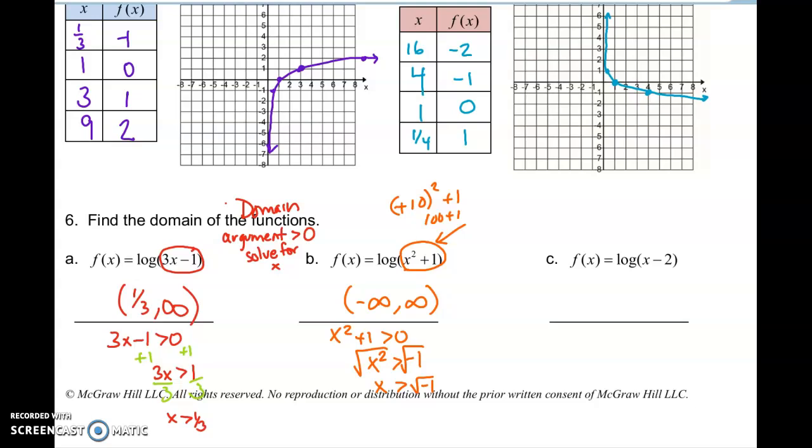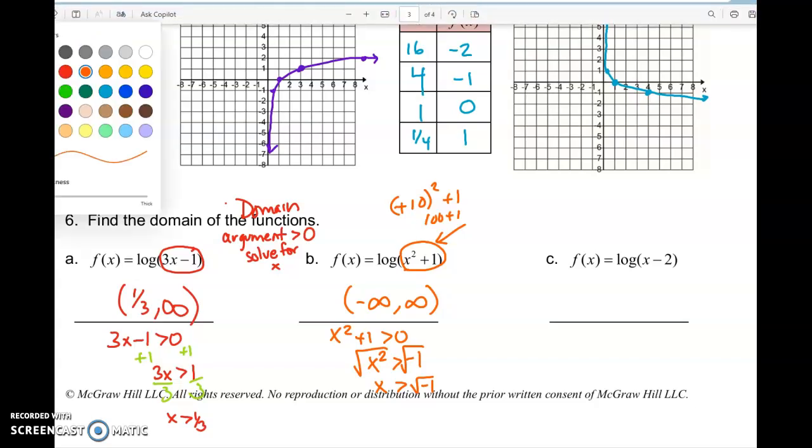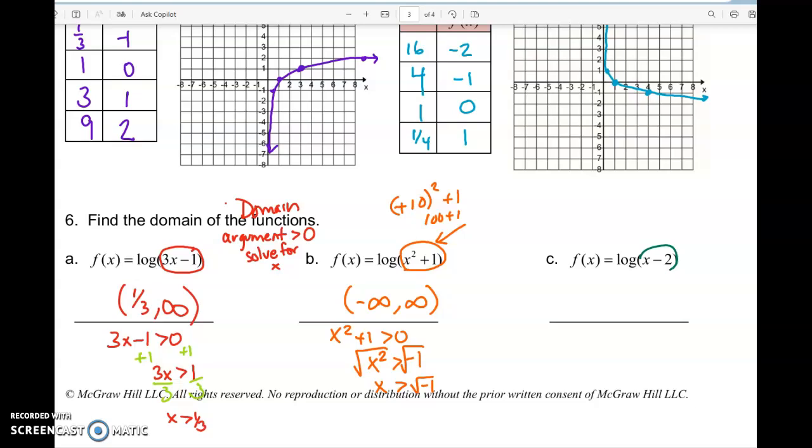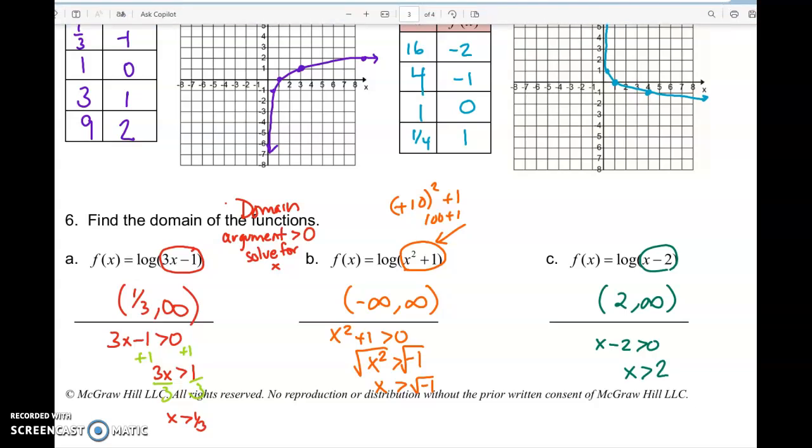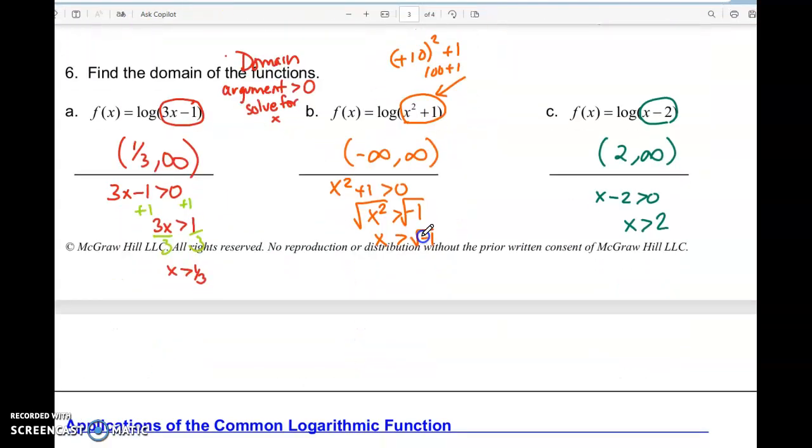The last one here, we have this x minus 2. So we're going to say, let's let x minus 2 be greater than 0. Add 2 to both sides. We'll get x is greater than 2. And so it'll be 2 to infinity. Now be careful when you're solving these inequalities. If you divide or multiply both sides by a negative number, you have to flip that inequality. That didn't happen to any of the examples here.